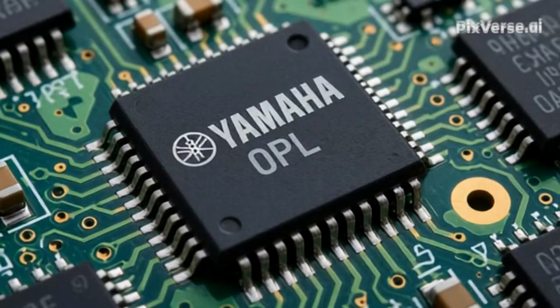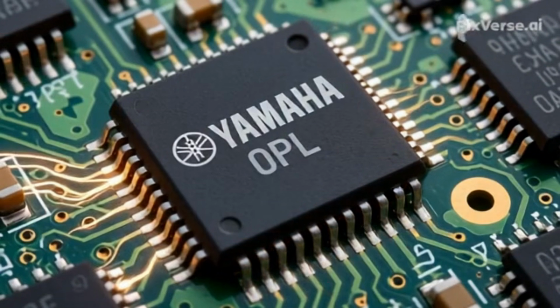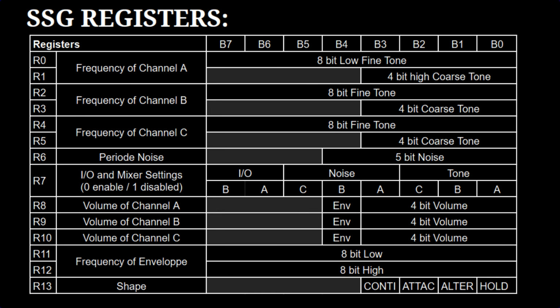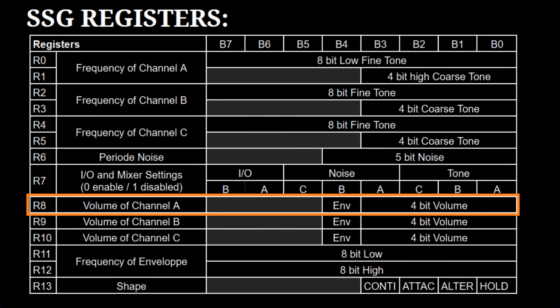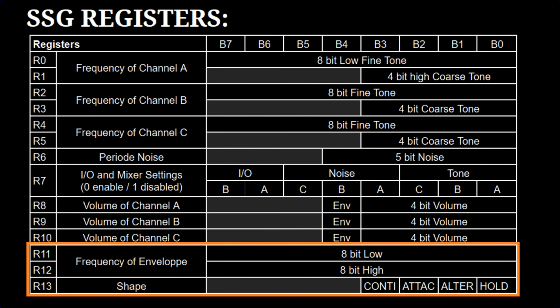The SSG block is very similar to the sound generators found in many 8-bit computers. Each channel has a frequency register and a volume control. The envelope generator is shared across all three channels.